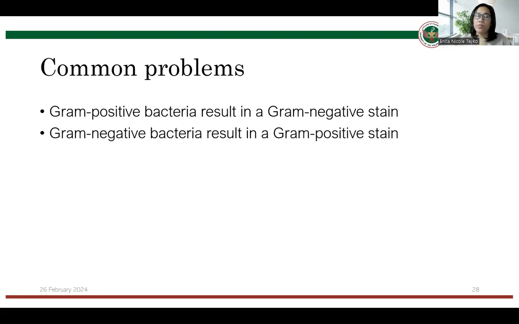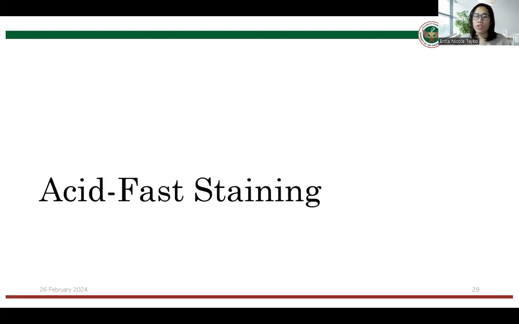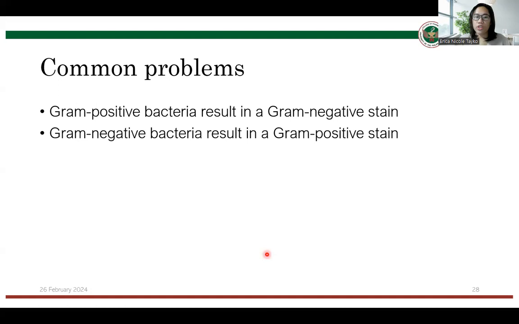What else? What if the other way around naman? So supposedly gram positive siya pero it appeared pink. So possible na during decolorization masyadong maraming decolorizing agent yung nailagay. So when you natanggal yung crystal violet and nung nag-counter stain, naging pink tuloy yung supposedly gram positive.